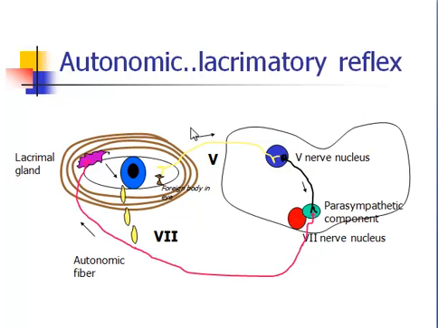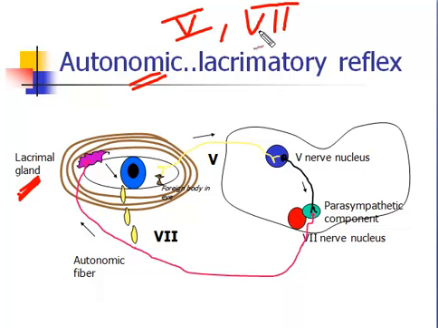And just to show you the lacrimatory reflex, if you look at this, this is autonomic, and here again you can see both fifth and seventh are participating in this. This is an autonomic reflex because it involves glandular secretion, because it's going to the lacrimal gland. So we can see that the fifth cranial nerve and the seventh cranial nerve are involved in both autonomic and in somatic reflexes.